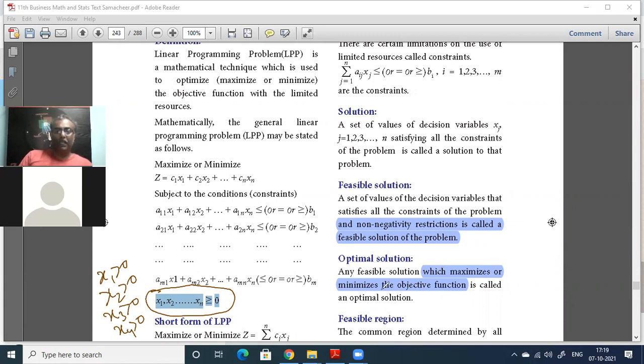Okay. When you satisfy that condition, you are reaching a feasible solution. That is called non-negativity restrictions. Everything must be greater than or equal to 0. This is also part of the constraints, but this is a special constraint. This will go in every type of problem. In every problem, you will have these non-negativity restrictions. So once you satisfy them, your solution becomes a feasible solution.